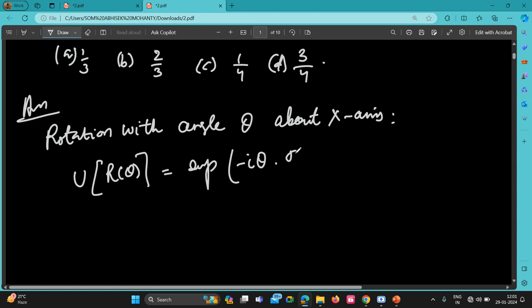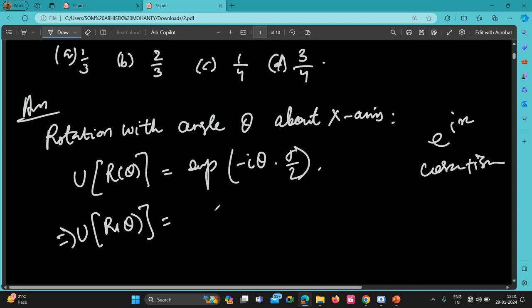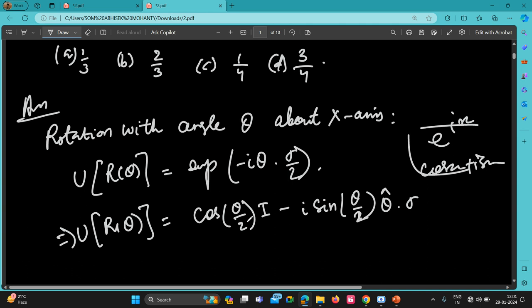See, I can write e to the power ix is cos x plus i sin x. So this one I can write U of R theta as cos theta by 2 I minus i sin theta by 2, theta cap dot sigma. This is what the formula is. This is different from the usual one.